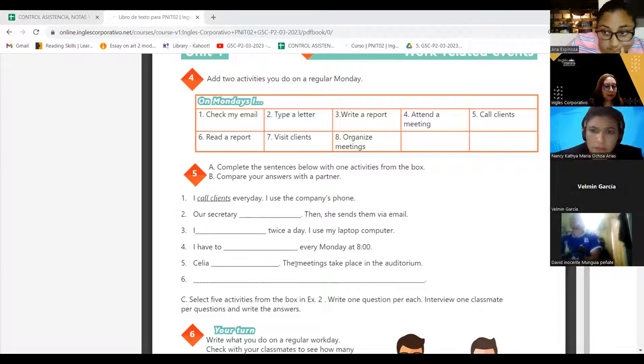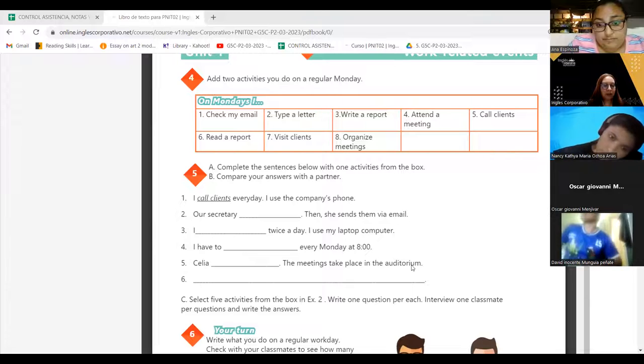Number five, Celia. The meetings. Ya me está dando parte de la respuesta. Las reuniones se llevan a cabo. The meetings take place in the auditorium. Entonces, Celia. Attend a meeting. Correct. Celia attends a meeting, right? The meetings take place in the auditorium. Very good. Y nos quedamos ahí con esas.